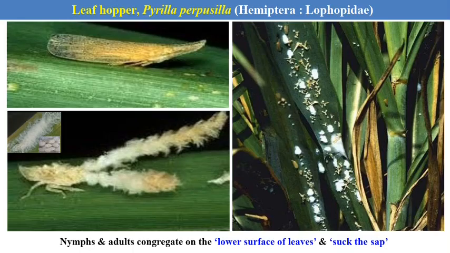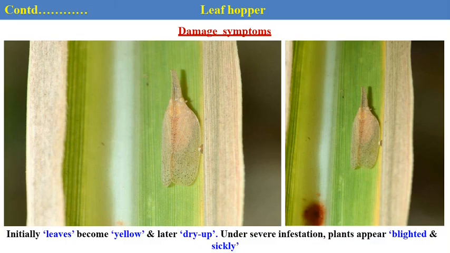This is the pyrilla adult, which congregates on the lower surface of the leaves and sucks the cell sap. This is the adult. Initially, leaves become yellow and later dry up. Under severe infestation, the plant appears blighted and has a sickly appearance.